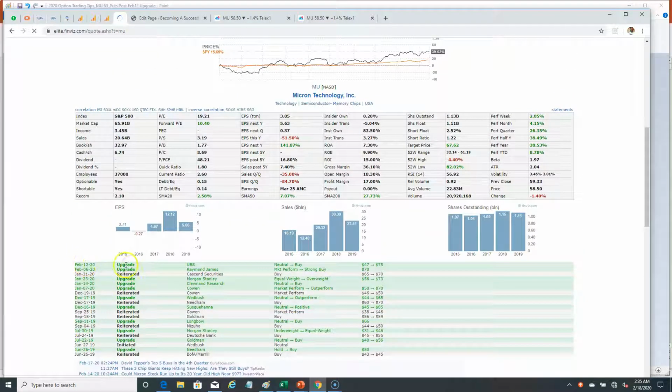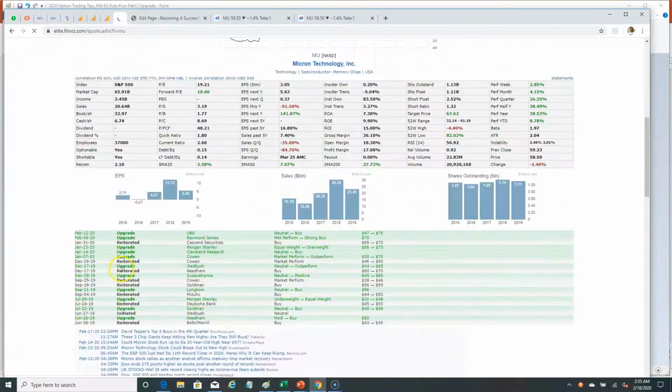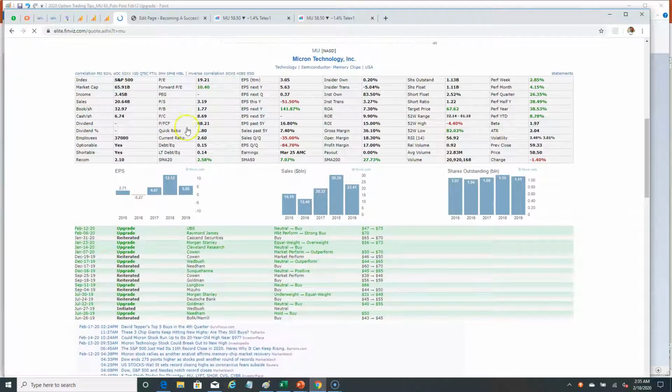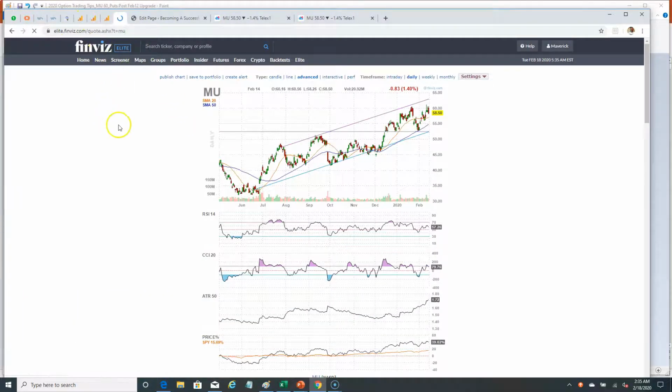So on February 12th, there was an upgrade by UBS. You can see all of the upgrades on a given stock on this page on finviz.com.